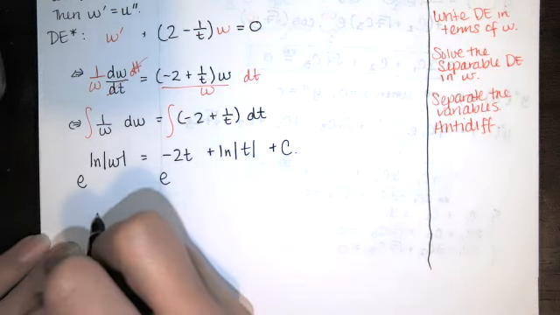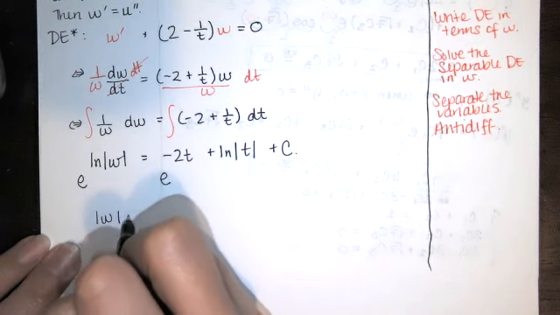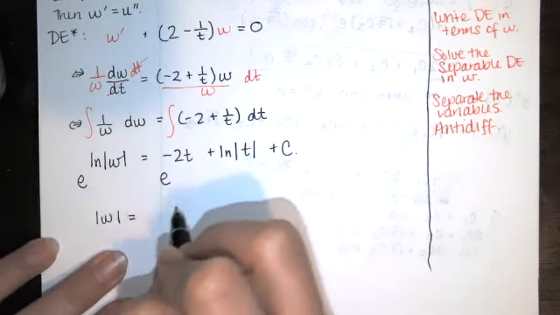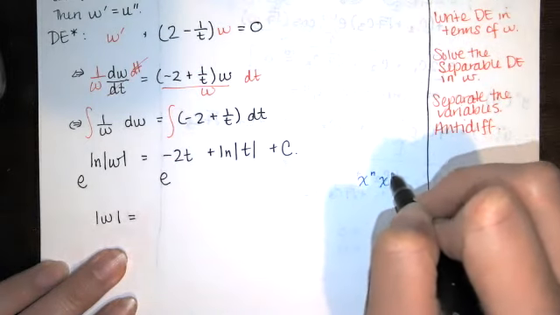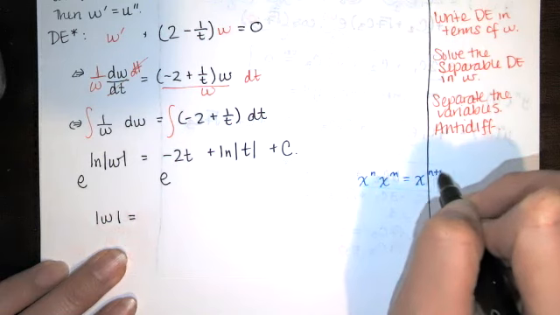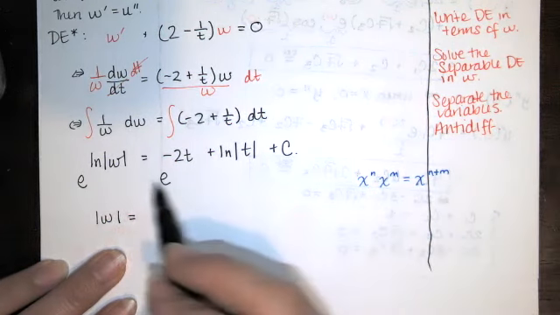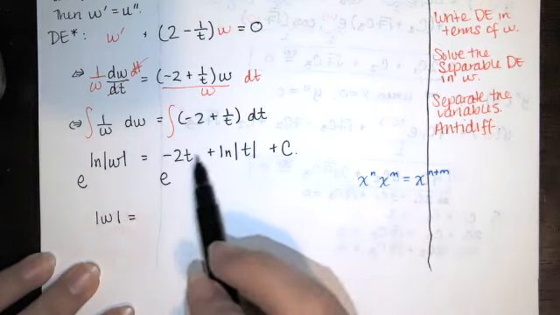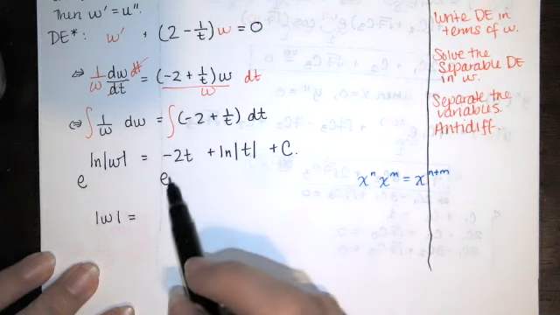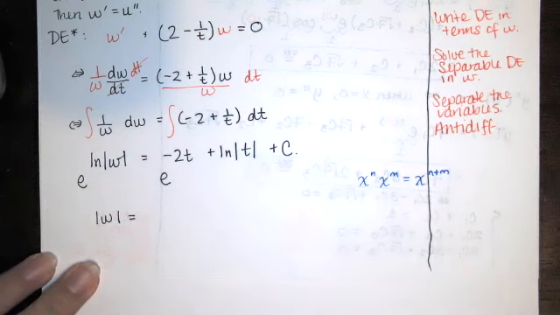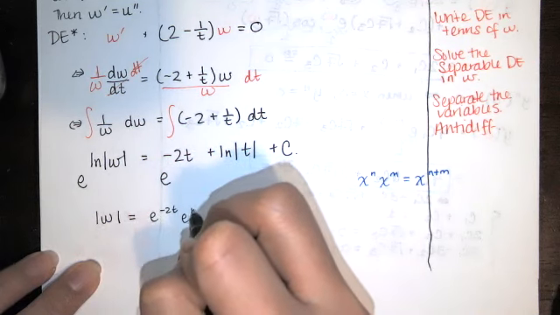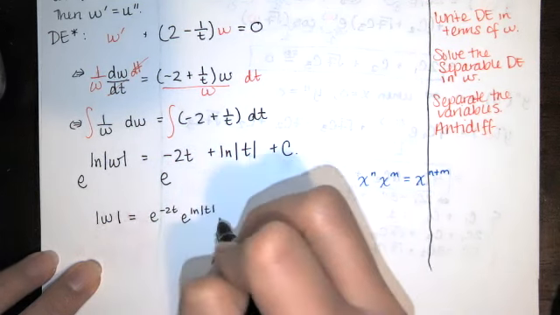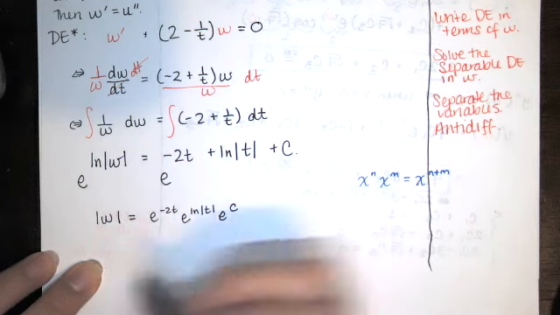So this over here will give us the absolute value of w. And this is the same as this. If we had x to some power times x to a different power, we would add the exponents. So if this base is an e rather than an x, it still holds. We've got a sum of exponents here, so we actually can write this as a product. We can write this as e to the negative 2t times e to the natural log of the absolute value of t times e to the c.